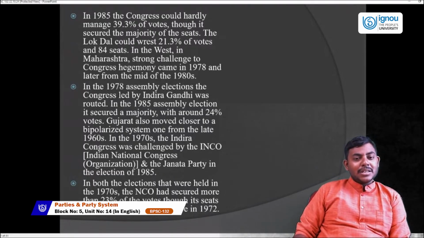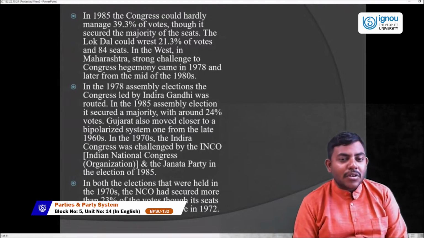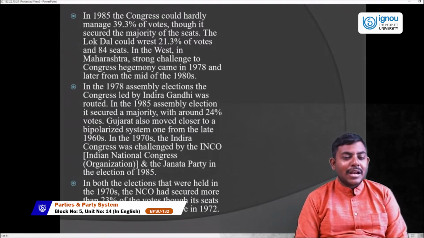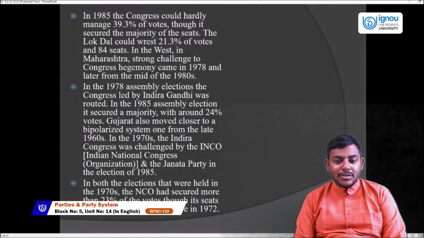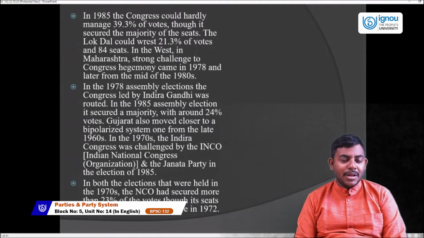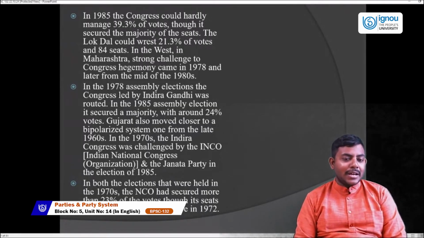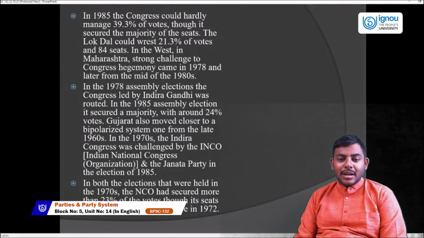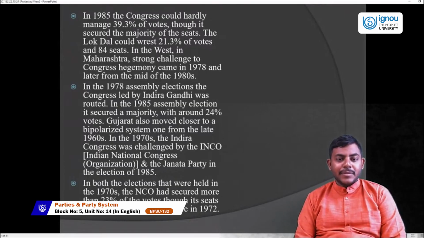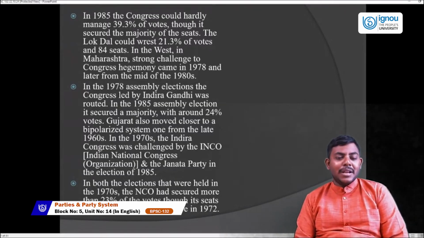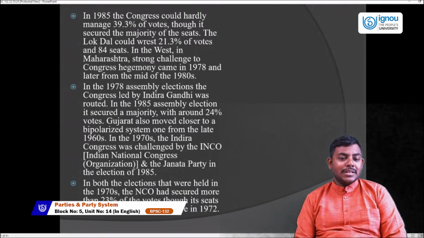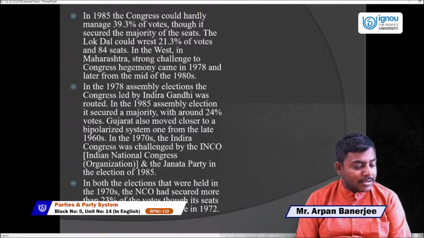In the West, in Maharashtra, a strong challenge to Congress hegemony came in 1978 and later from the mid 1980s. The Congress Socialist, Indian National Congress Socialist, was formed in Maharashtra by Sharad Pawar. In Karnataka, Devraj Urs formed the Indian National Congress URS. In the 1978 assembly elections, the Congress led by Indira Gandhi was routed. In the 1985 assembly election, it secured a majority with around 24% votes.